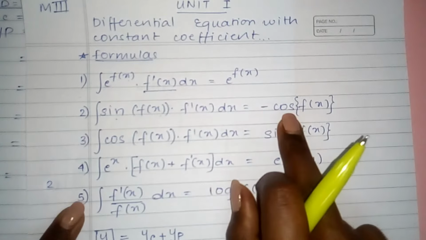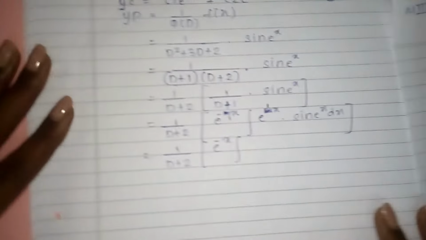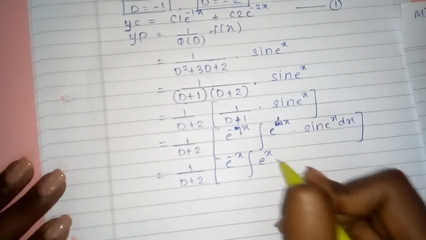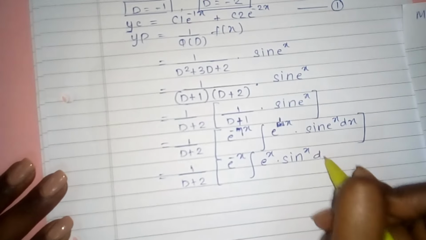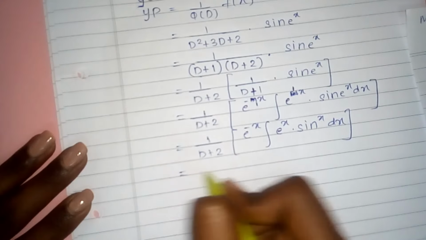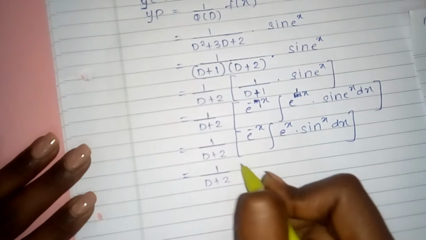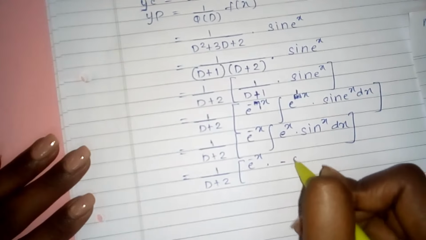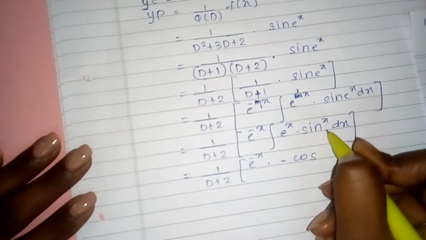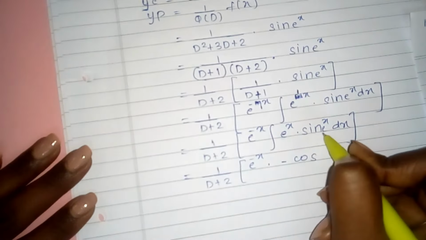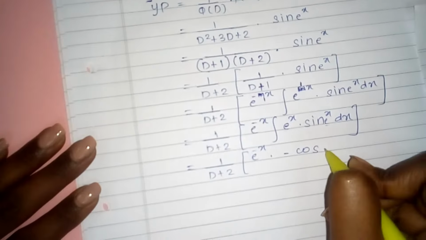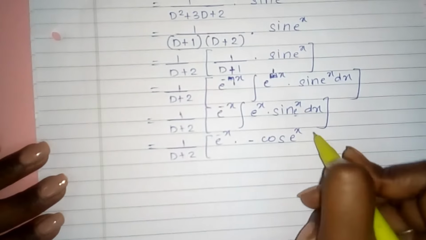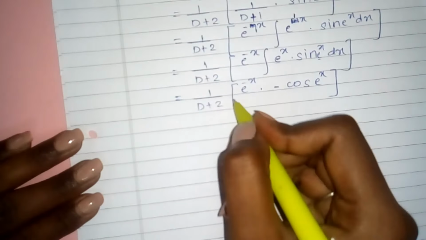So we'll apply the formula. So e raised to x into sine e raised to x dx. The formula will be 1 upon D plus 2 e raised to minus x into minus cos f of x, that is, this is the f of x. So f of x is e raised to x, so we'll put e raised to x. Now we have completed the first part.